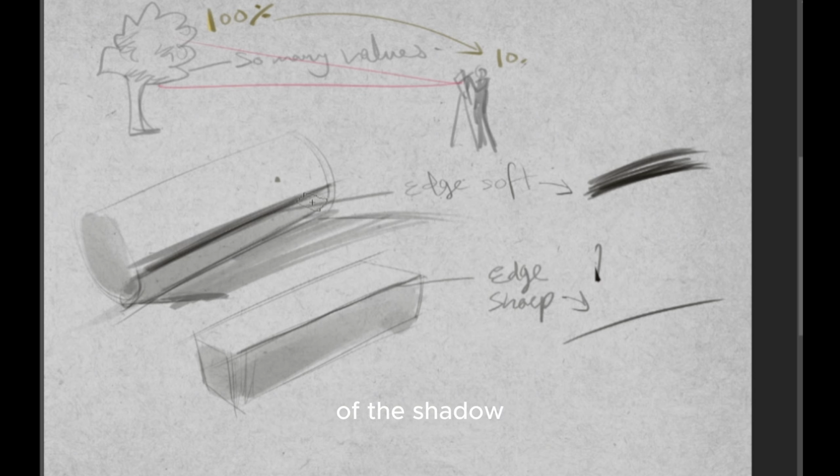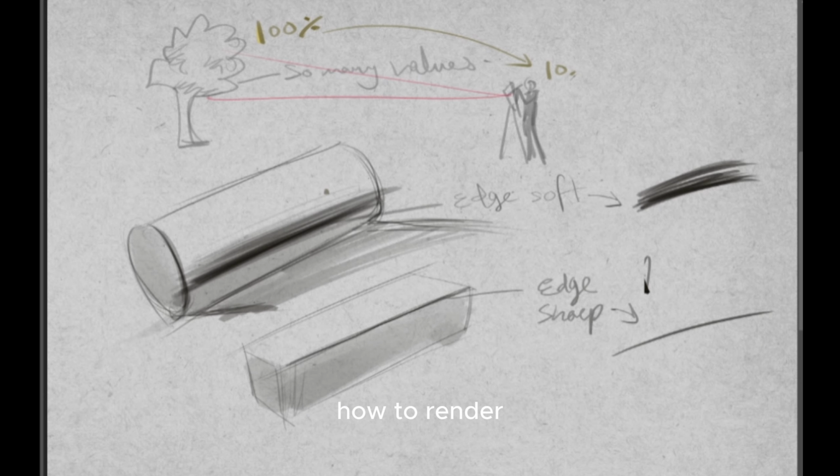First draw the shape of the form. Then draw the shape of the shadow on the form. Then give the shadow a darker value. That's it. You have learned how to render.